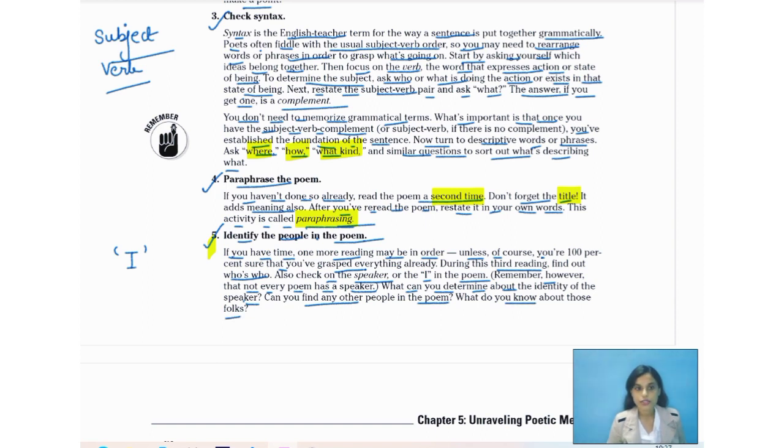So three questions that you can ask about the characters in the poem are: what can you determine about the identity of the speaker? Can you find any other people in the poem? What do you know about those folks? So we are going to ask these questions about each of the characters in the text, so that when you get the answers, you will get your understanding of the poem easily.